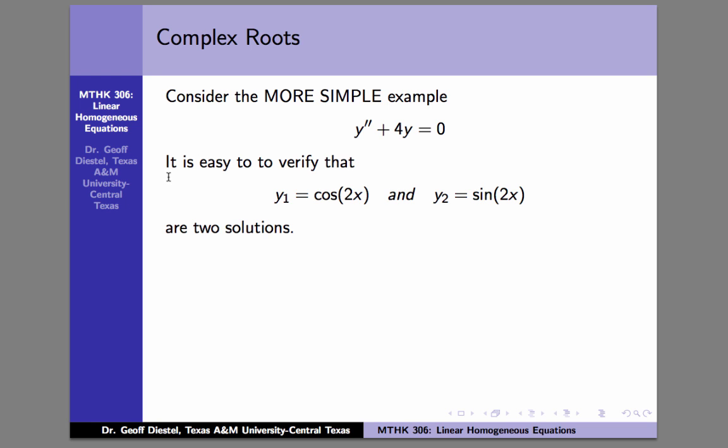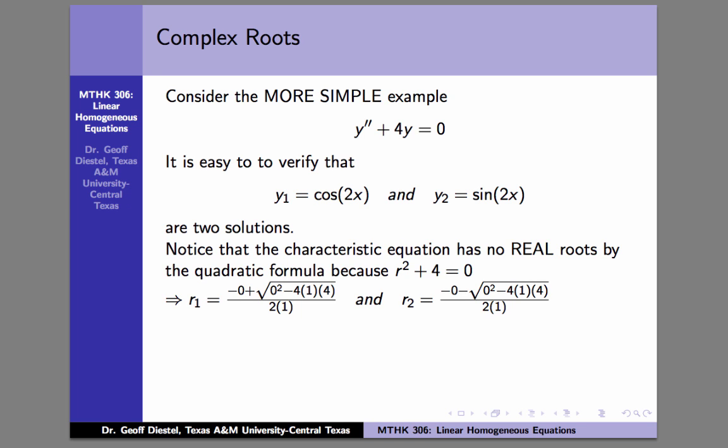You can easily check that both cosine of 2x and sine of 2x solve this differential equation. Just check it on your own. The second derivative of cosine of 2x is going to be negative 4 times the cosine of 2x. Plug that into the equation, you get 0. Same thing happens with the sine of 2x. So we do know what the general solution of this is just by observation. We found two functions that solve it, so we can construct the general solution from those.